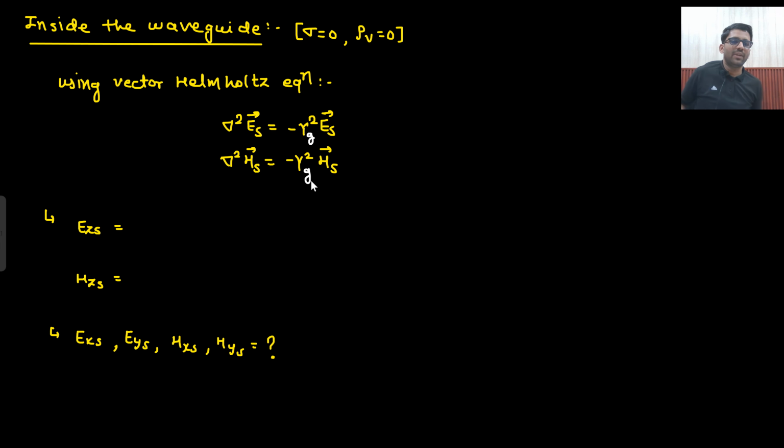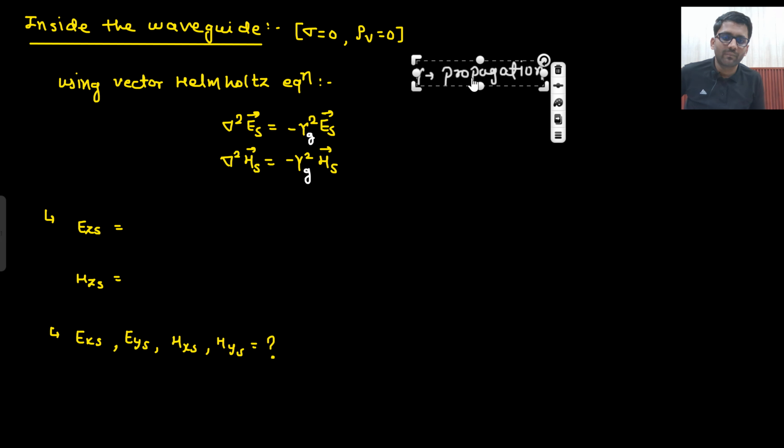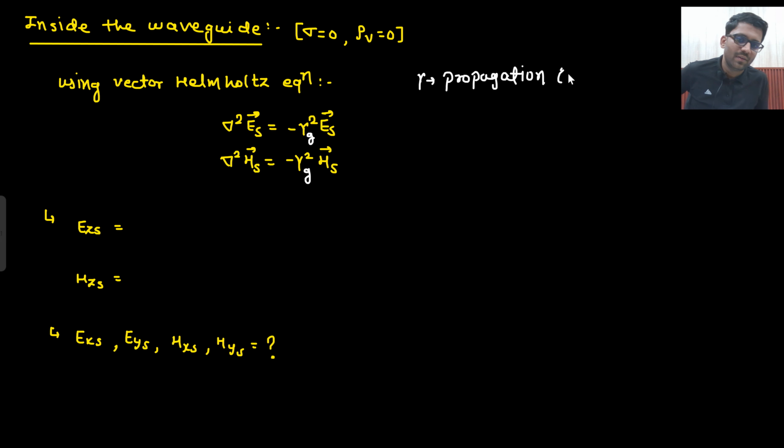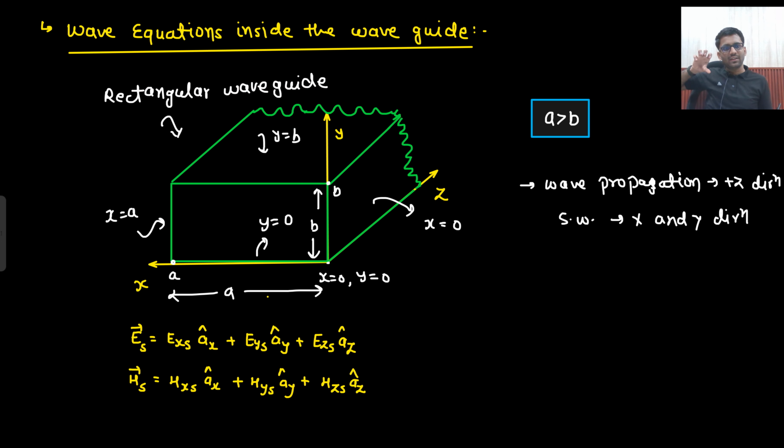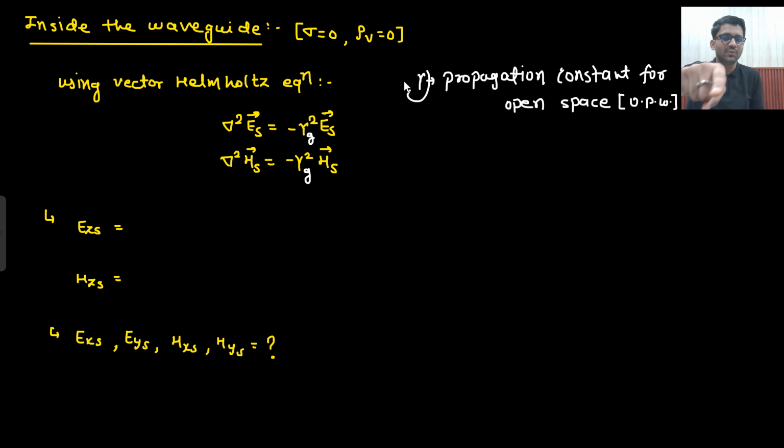What is the difference between gamma and gamma g? Gamma is the propagation constant for open space, or you can say propagation constant for uniform plane wave. What I mean to say is that if the wave was propagating in open space, like there was no conductor, then what would have been the gamma? This would have been the gamma.